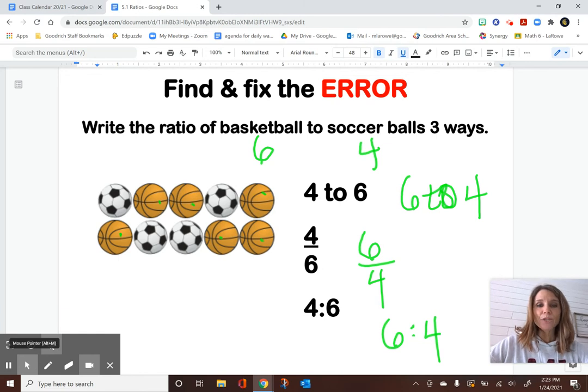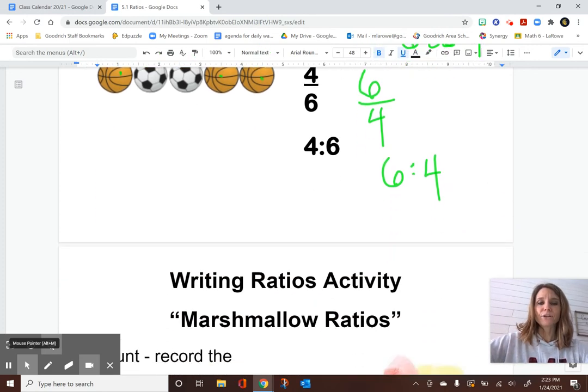The biggest part with ratios is just keeping it in the order that it was asked for. So if they asked for basketball information first, make sure you count and list that first.